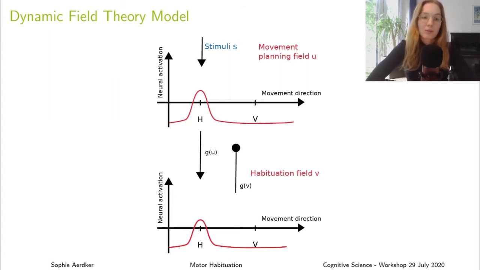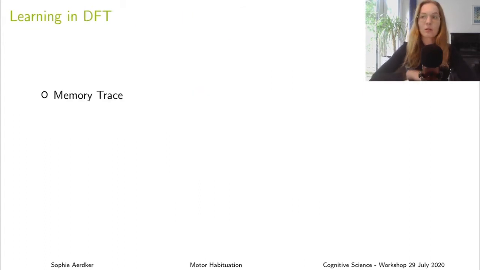This setup still only depends on the current stimulus, and responses do not depend on the history of decisions. But this is what we would need for habituation. So we would like to have some kind of learning, some kind of change of behavior in our model. And this is where the memory trace comes into play. You learned about it in the tutorial.